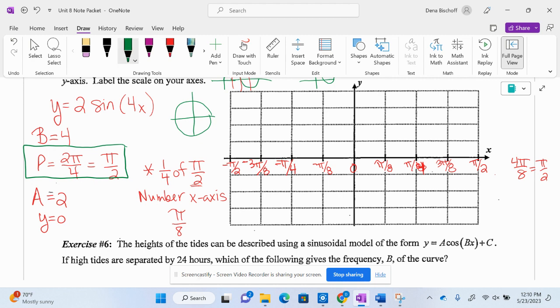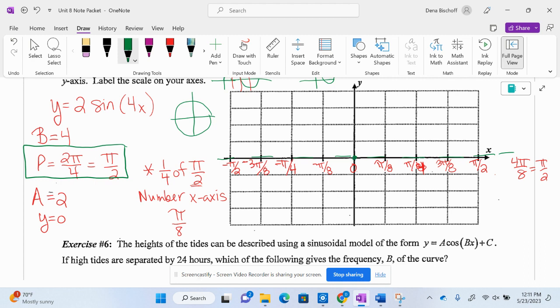Okay, so we know it's going to have an amplitude of 2, and it's a sine function. What do we know about sine functions? Where do they start? They start on the midline, which is y equals 0. So I'm going to start on the midline.